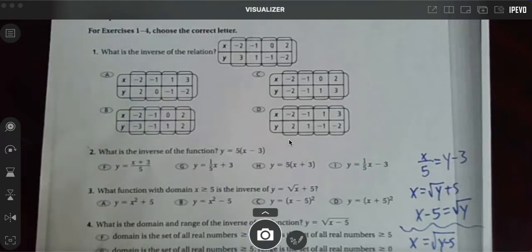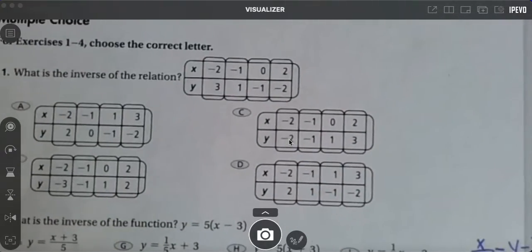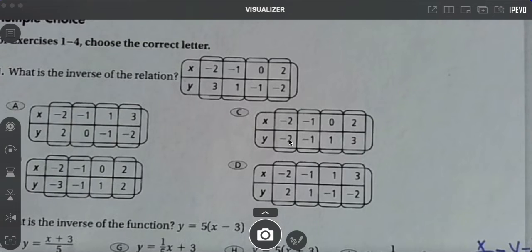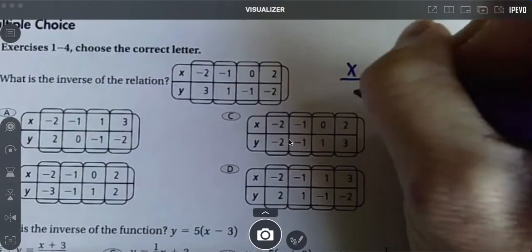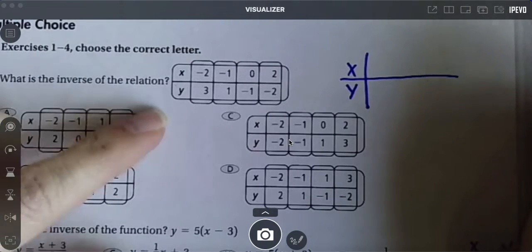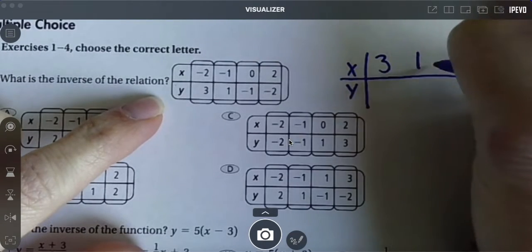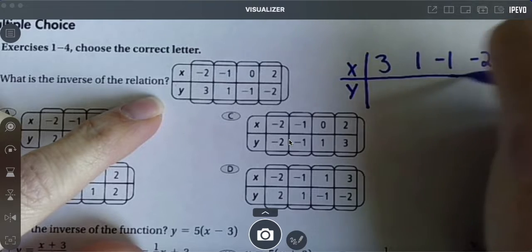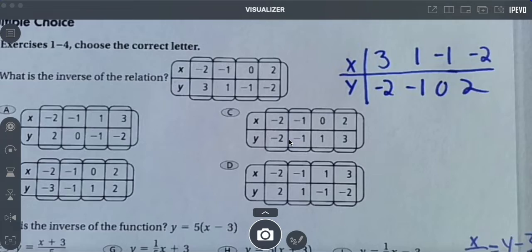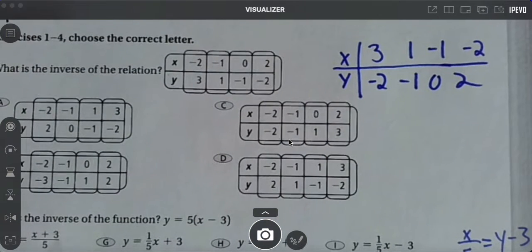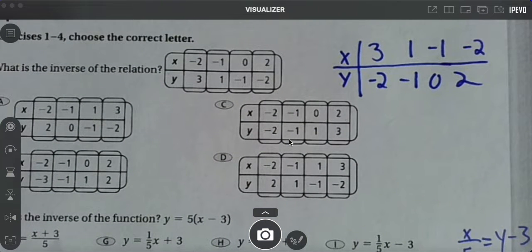Okay, on the first one for the bell ringer, you just switch your X and Y. So watch, I'm going to write them switched, and mine might look a little bit different than the answer choices. If I switched, I would have 3, 1, -1, -2, and then -2, -1, 0, 2. I switched them. Now, I don't see that as an answer choice because they always like for the X values to start smaller and go bigger. So that's why the X values are written different.